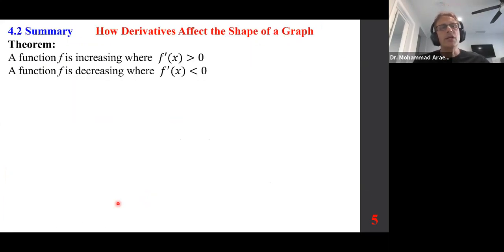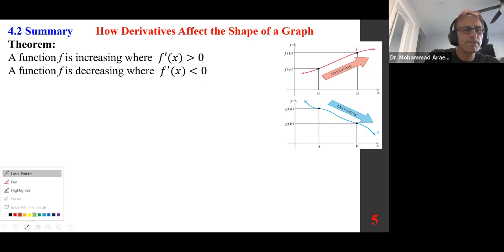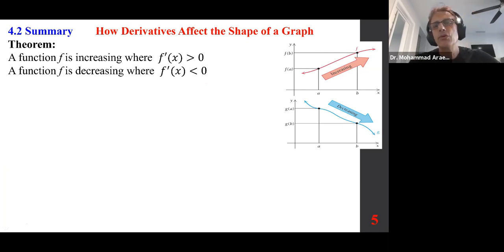Here's the summary of the section. A function is increasing where f prime is positive and decreasing where f prime is negative. In short, x goes up, y goes up. If you look at this, assume this is a line, looks like a line with a positive slope. In this case, when x goes up, y value goes up. This is the simplest way of thinking about this definition.